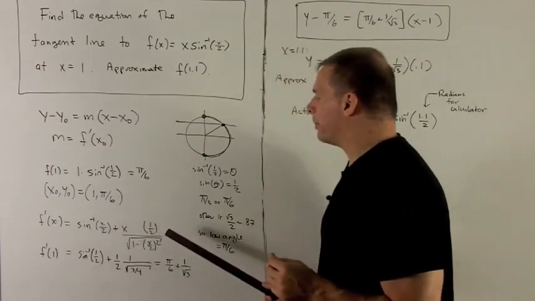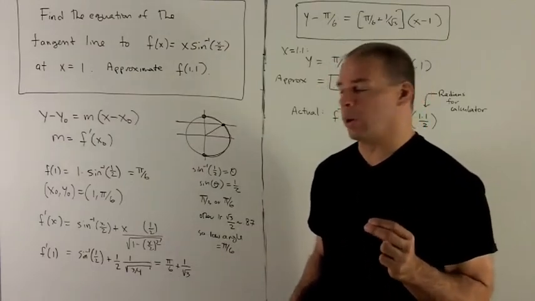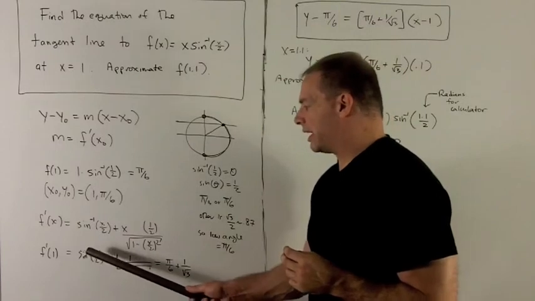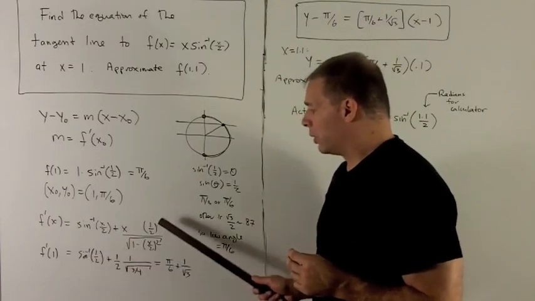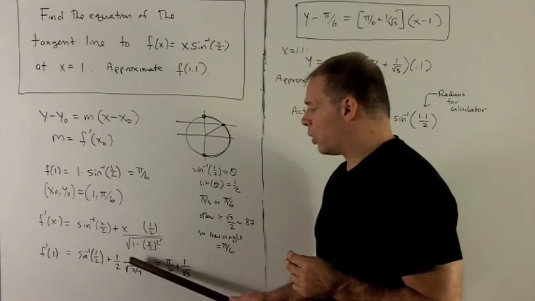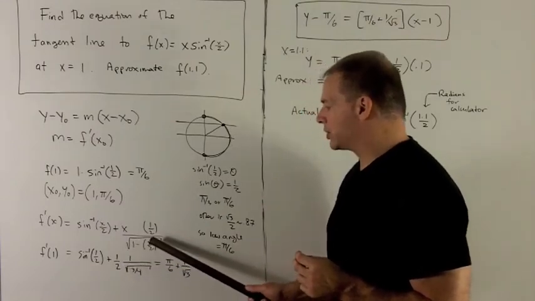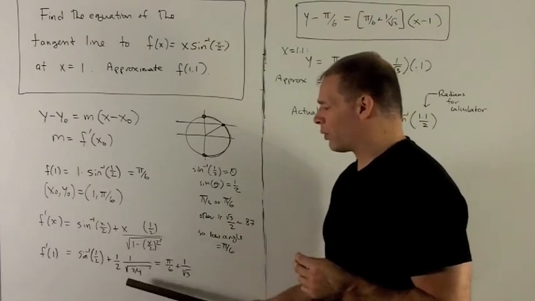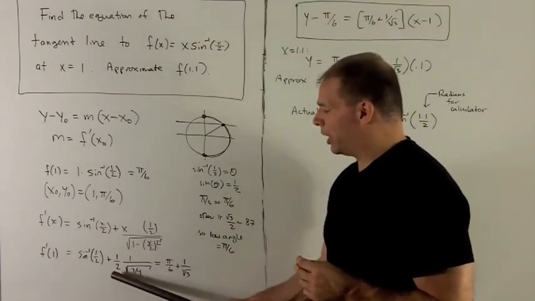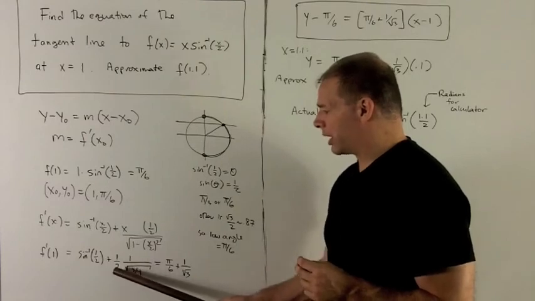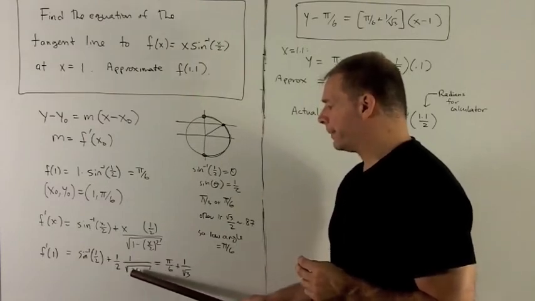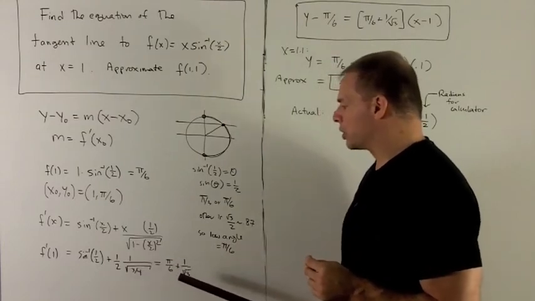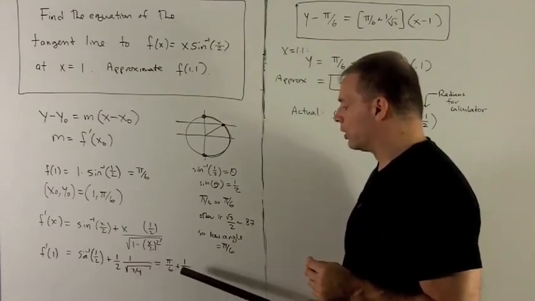We could try to clean this up, but why bother? I only care about it at the point 1, so I'm just going to stick 1 in and see what comes out. I'm going to get sine inverse of 1/2 plus 1/2 up top times 1 over, well, let's see, we have 1 minus 1/2 squared. That's 1/4. 1 minus 1/4 is 3/4. We're going to radical that. I could bring the 2 in as 4. Just to bring it into a square root, I have to square it. So that's going to give me 1 over radical 3 here. So our slope is pi 6 plus 1 over radical 3.